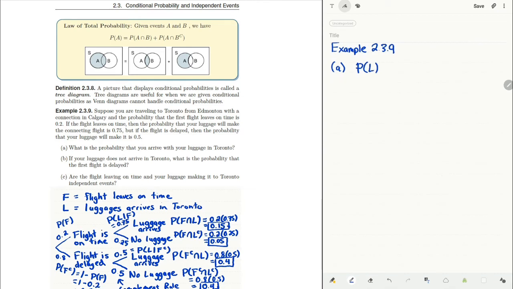Now there are two scenarios that can happen where we arrive with our luggage. Either the flight is on time and the luggage arrives, or the flight is delayed but the luggage still arrives. So in other words, we can calculate the probability that our luggage arrives by adding up the probabilities of those events. So either the flight is on time and the luggage arrives, or the flight is delayed but we still arrive with our luggage. And so really we're just using the law of total probability to find the probability that our luggage arrives in Toronto.